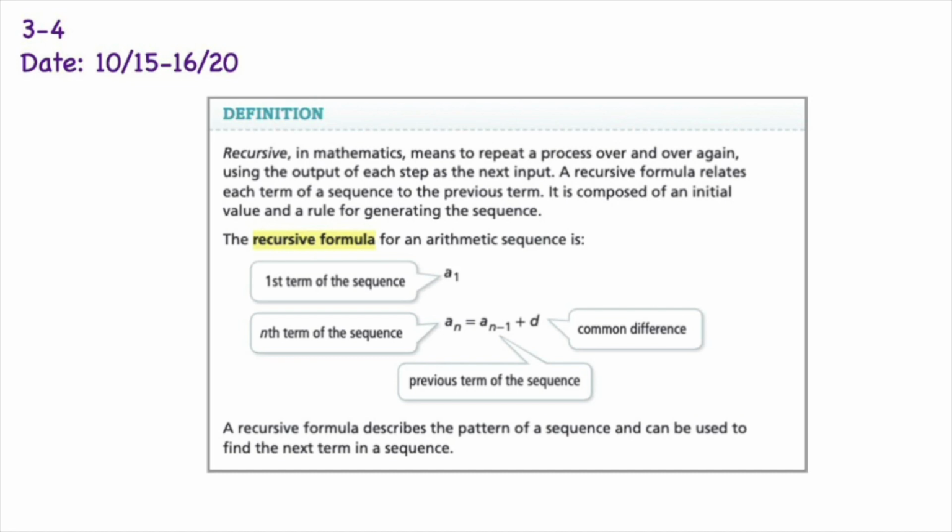So it's the same letters, a sub 1, n, and d, but for this equation, it's a sub n equals a sub n minus 1 plus d. So a recursive formula describes the pattern of a sequence and can be used to find the next term in the sequence. So explicit finds a specific term, recursive finds the next term. That's the difference between the two.